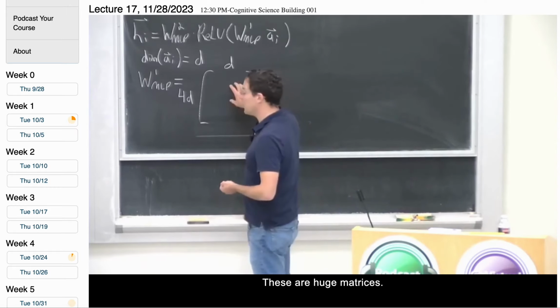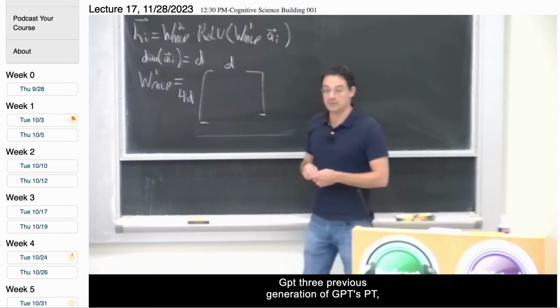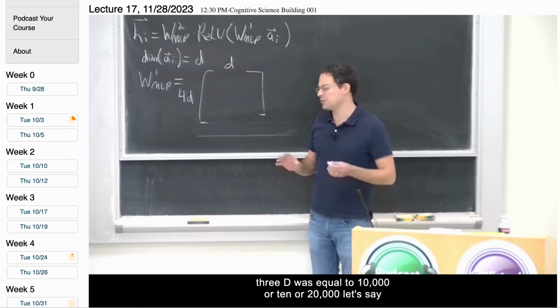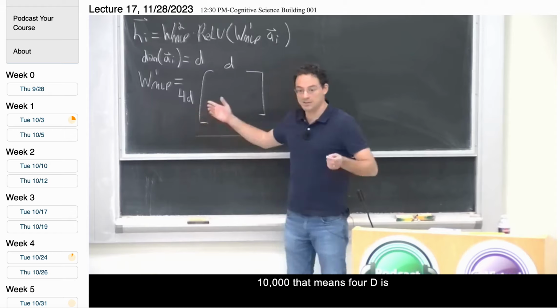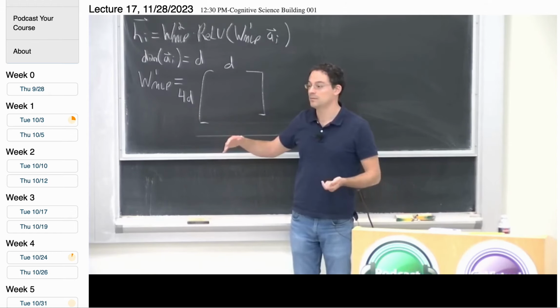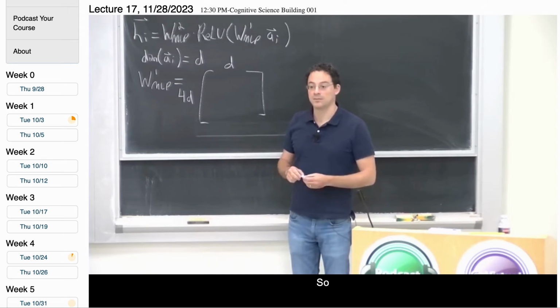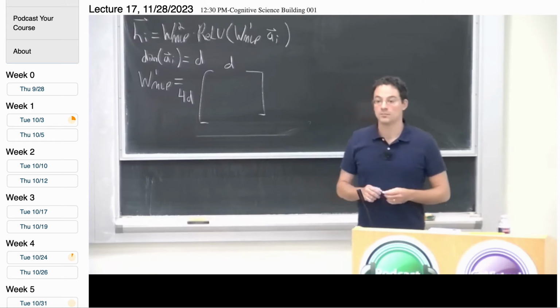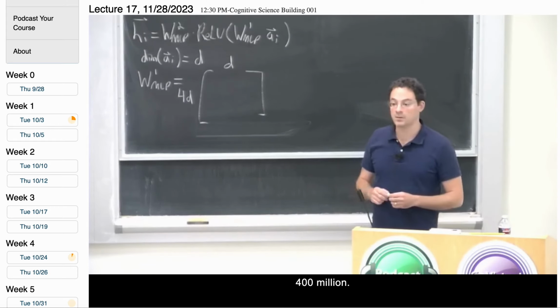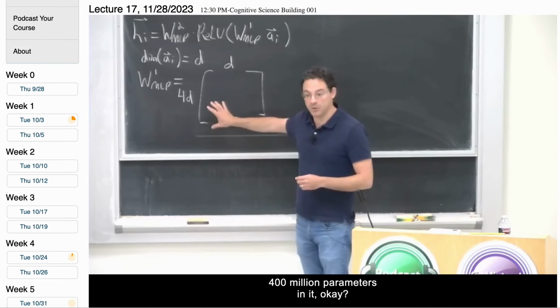These are huge matrices. Why are these huge matrices? For GPT-3, the previous generation of GPTs, d was equal to 10,000 or so, maybe 10 or 20,000. Let's say 10,000. That means 4d is 40,000. So this is a 10,000 by 40,000 matrix. So how big is that matrix? 400 million. So just one matrix here has 400 million parameters in it.